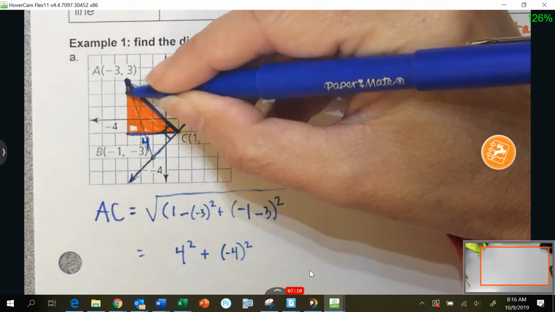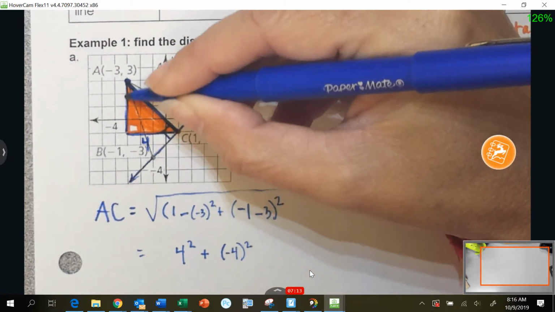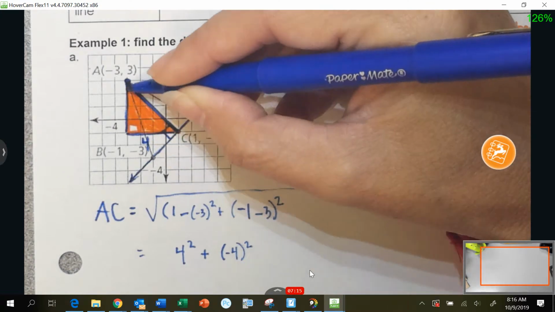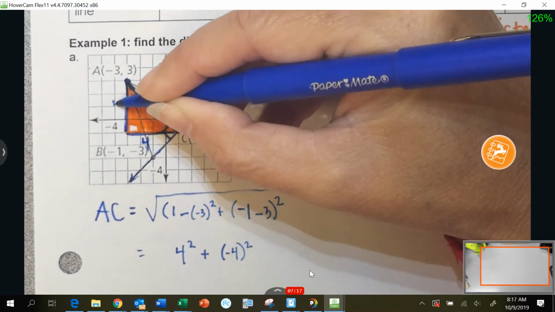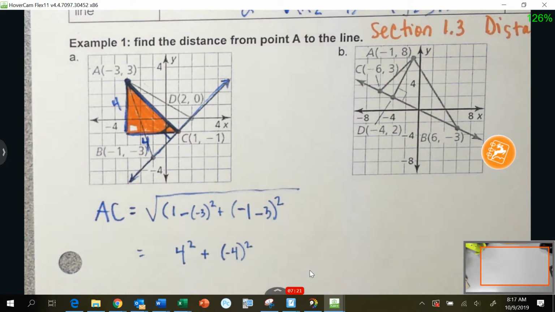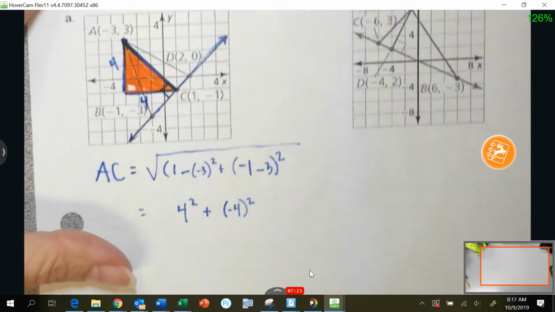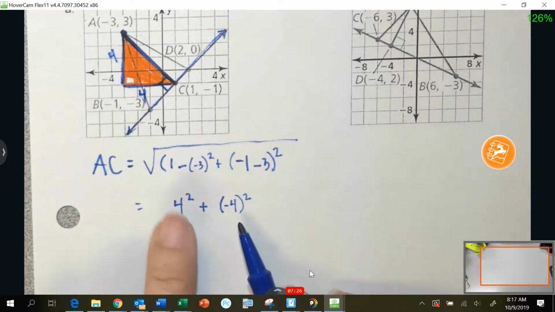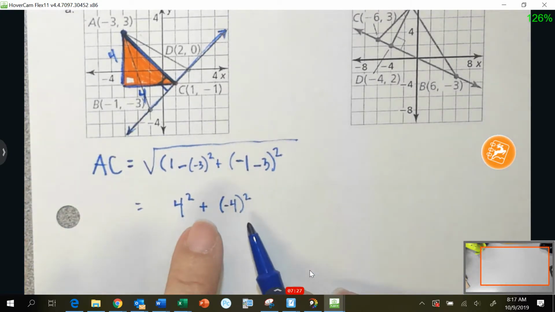So from here to here, I'm not going to write negative 4 here, because we're talking about length of a triangle. You can put negative 4. I'm not going to. It's just 4. Because it doesn't matter negative or positive. What happens when I square 4, or if I square negative 4?